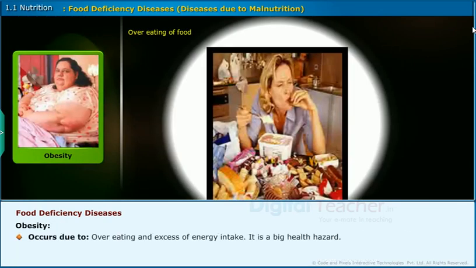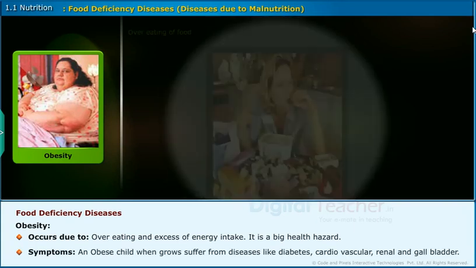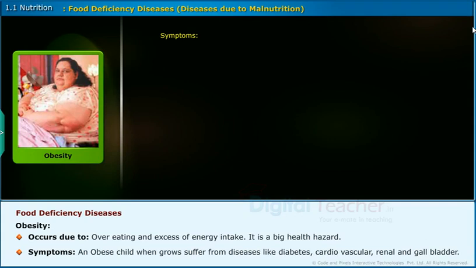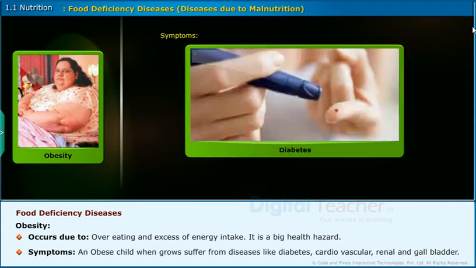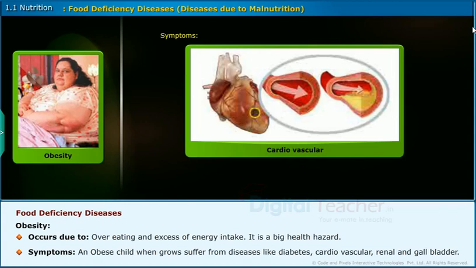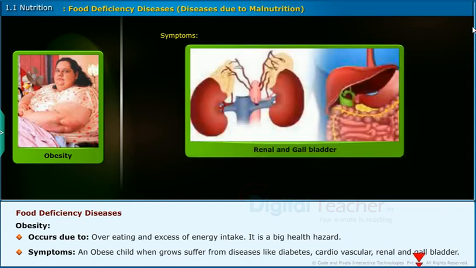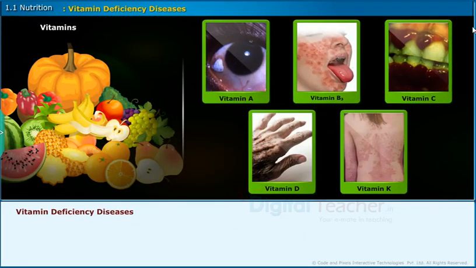Obesity occurs due to overeating and excess of energy intake. It is a big health hazard. Symptoms: an obese child when grows suffers from diseases like diabetes, cardiovascular, renal and gallbladder diseases.